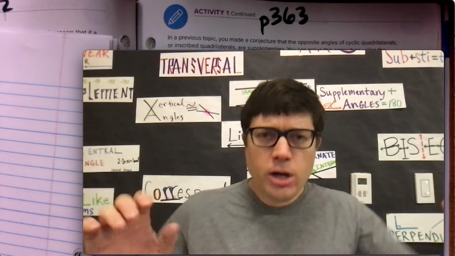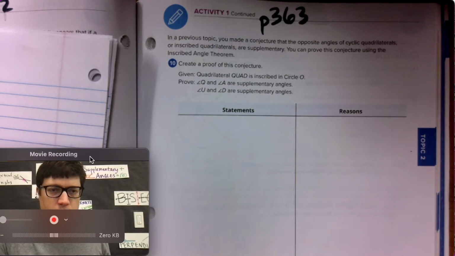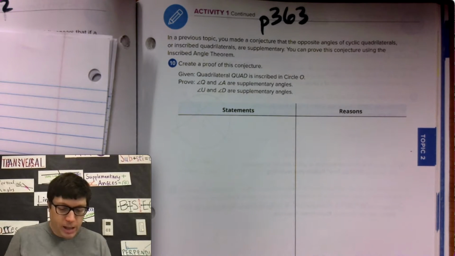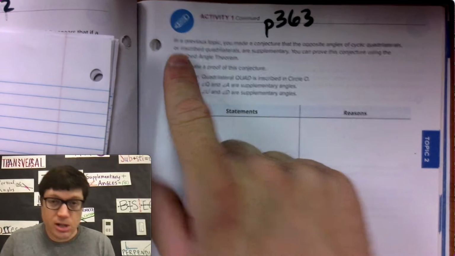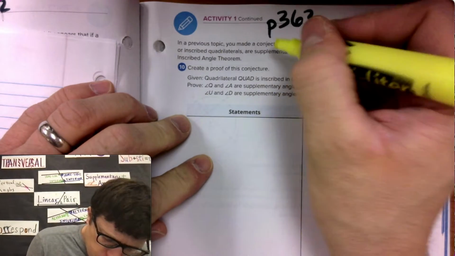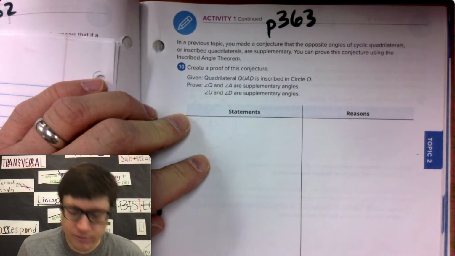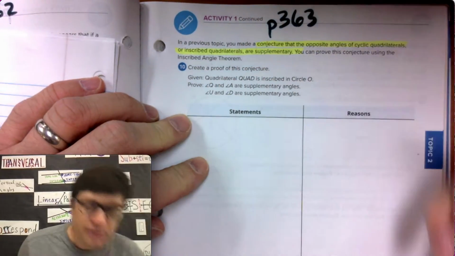Let's go. So here it is. Take a look. Let me move my camera down to the side, kind of slide it on over. In a previous topic, you made a conjecture that the opposite angles of cyclic quadrilaterals, aka inscribed quadrilaterals, are supplementary. That's a conjecture. We're going to prove that. That's the purpose of today's video.